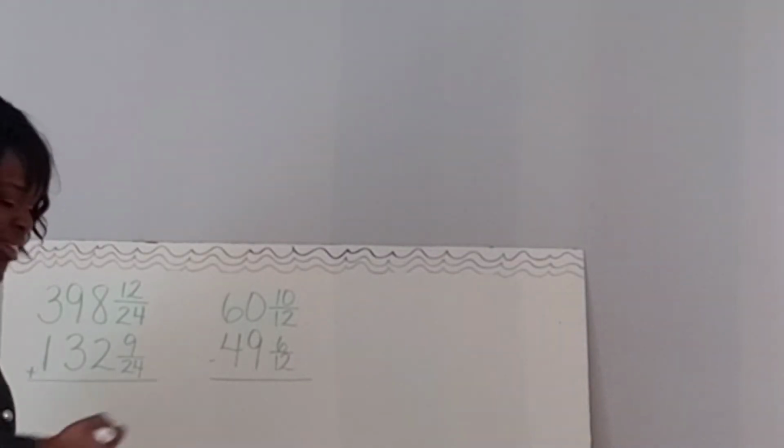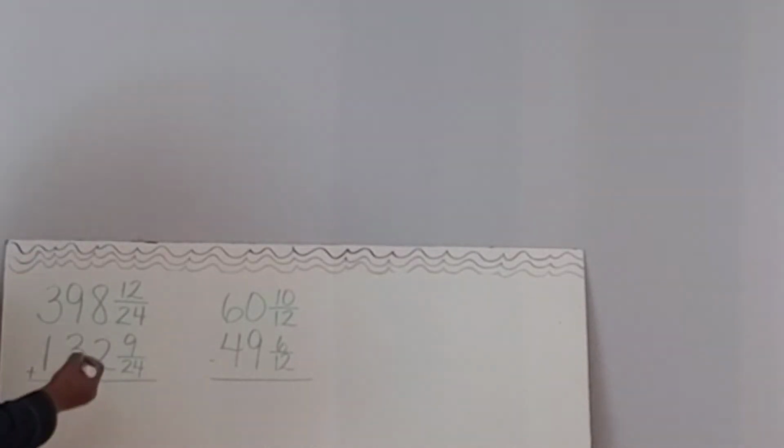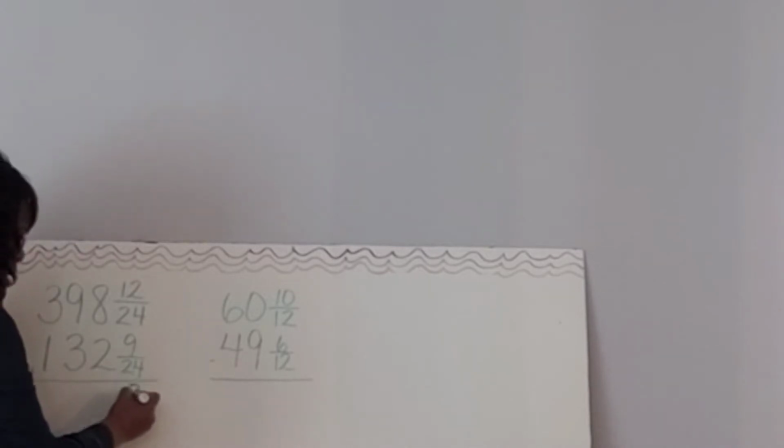So the first thing we do is look at 12/24 plus 9/24. What does that equal? Good, 21/24. Remember, you have to add the numerators, but the denominator stays the same. So it's 21/24. And then we simply add 8 plus 2.